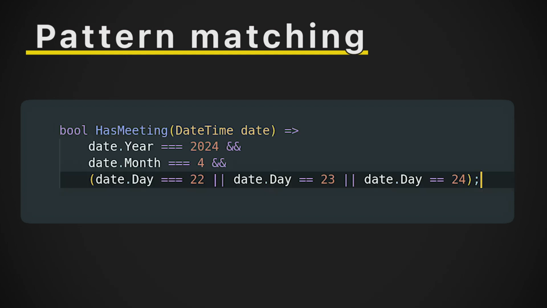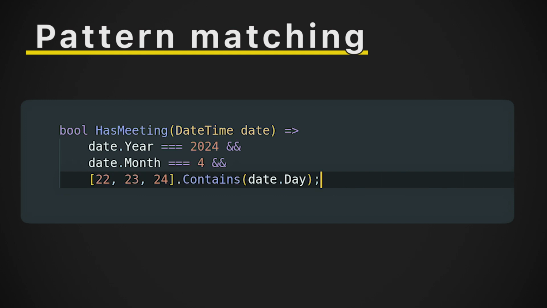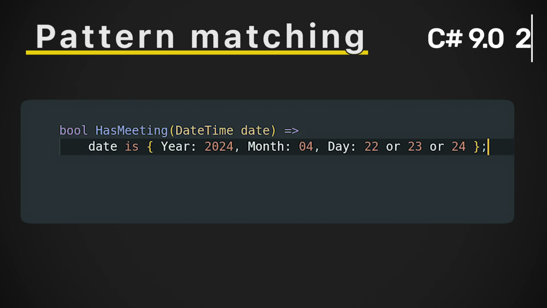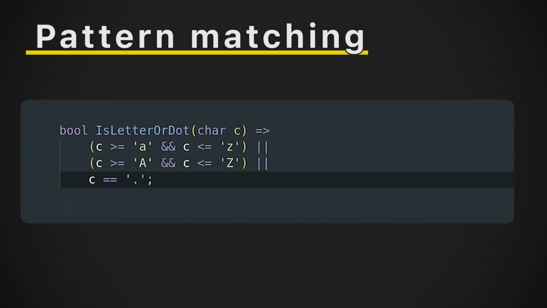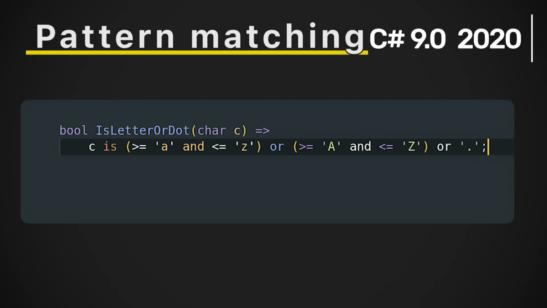And pattern matching can be used not only with the switch statement. For example, we have the hasMeeting method, and we can write it with the contains keyword in C#1, but with C#9 we can reduce it just by using the is keyword and or logical operators. And similarly, we can rewrite the isLetterOrDot method with the new C#9 pattern matching style. Personally, I like the previous style in this method.